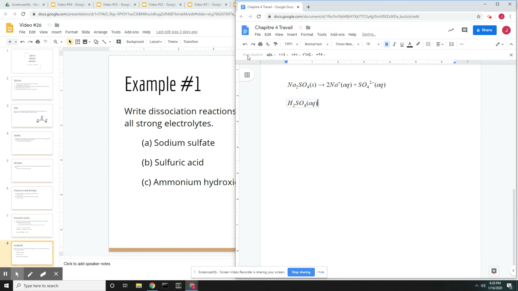This is an acid, so it is going to be aqueous on the left. And again, sulfate has to stay together. This is not an acid, this is something that is ionic, so I'm going to get solid on the left.